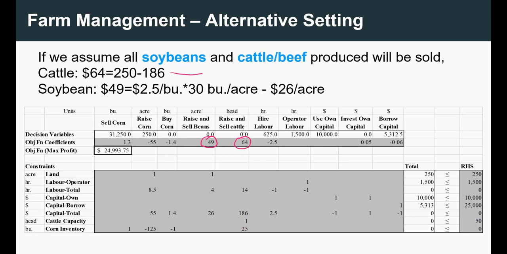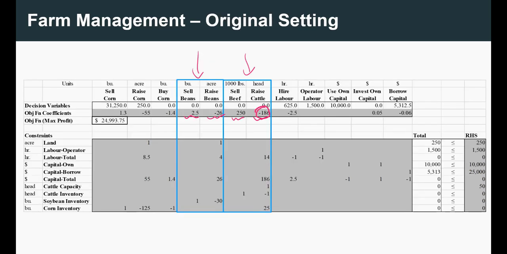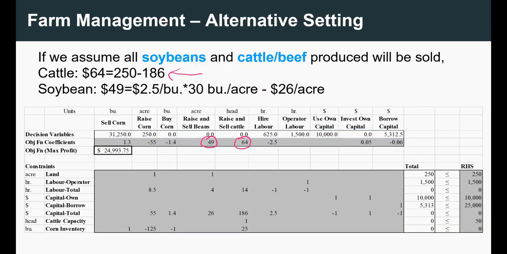So for cattle, I provided how I get this 64, which is 250 minus 186. Because the unit is consistent, I can just do that. However, for the soybean, you have to do a little bit more calculation. We get this new coefficient of 49. So this is 2.5 times the yield, which is 30, and then minus 26.